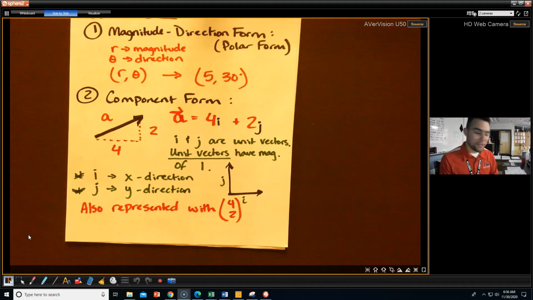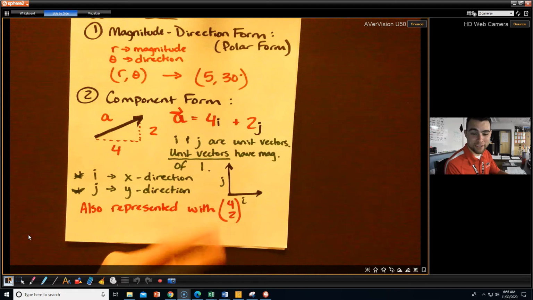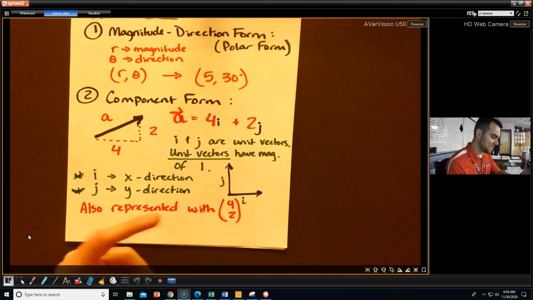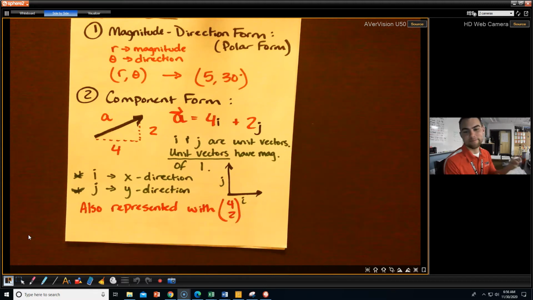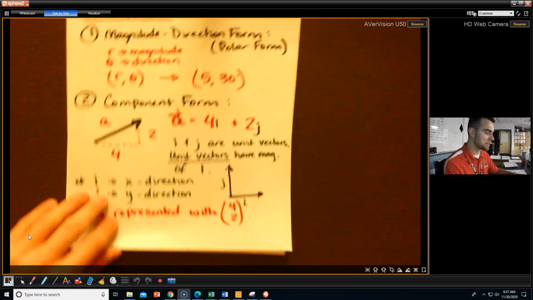There's a lot of different ways to express vectors. They also represent it with 4, 2, like that. So if you see it like that, they just mean 4 in the x direction, 2 in the j direction. I would definitely write all that down, even though it seems like, wow, we're all over the place. Let's just see how these problems are going to boil down.